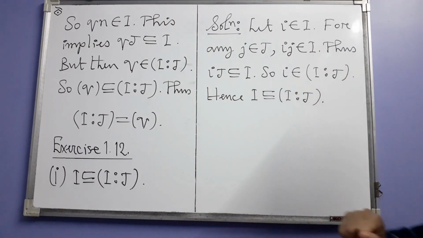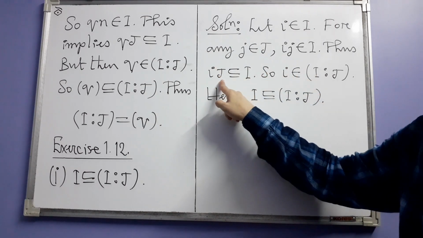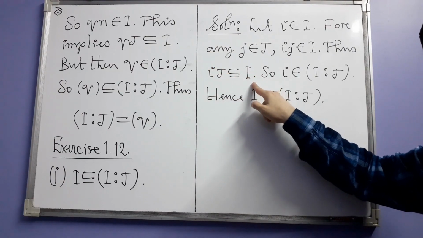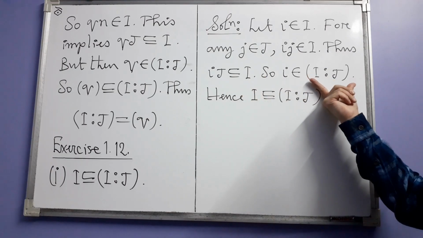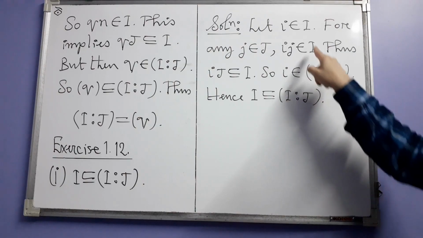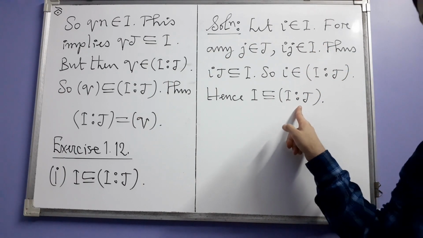But then what does this mean? It means that the product of I and the ideal j, ij, is contained in I. And that is why, by the definition of this ideal quotient, the element i will belong to it. So any element in I is here, and that is why I is a subset of this.